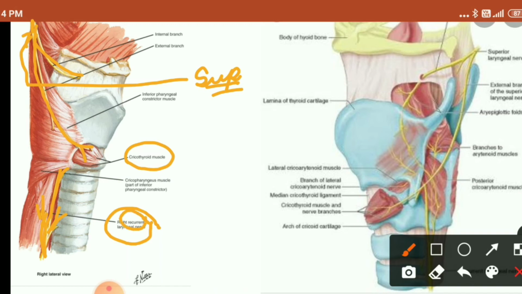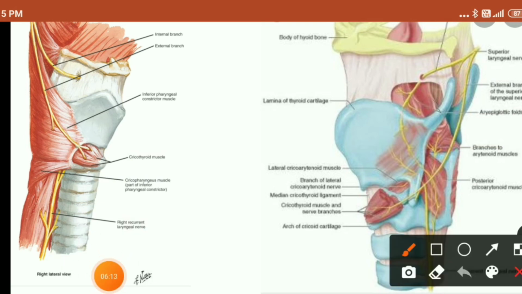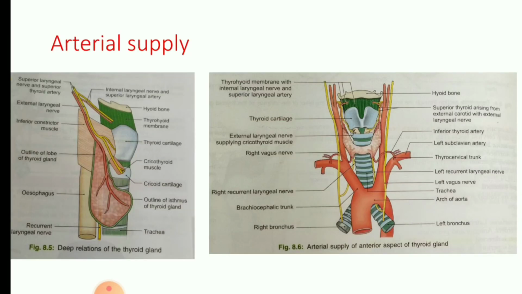Similarly, in this diagram you have the external branch of the superior laryngeal nerve, which supplies the cricothyroid muscle, and similarly you have the recurrent laryngeal nerve. Here you can see that this is the recurrent laryngeal nerve, it loops over it. Okay, so in this way we have completed the relations of the thyroid gland as well.